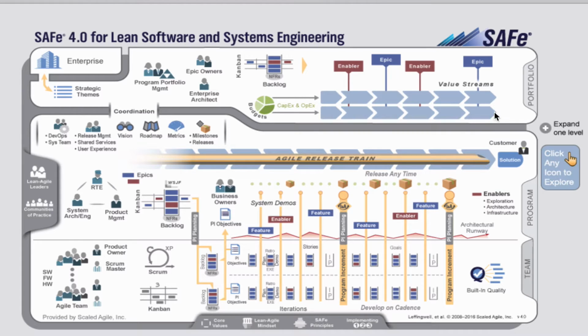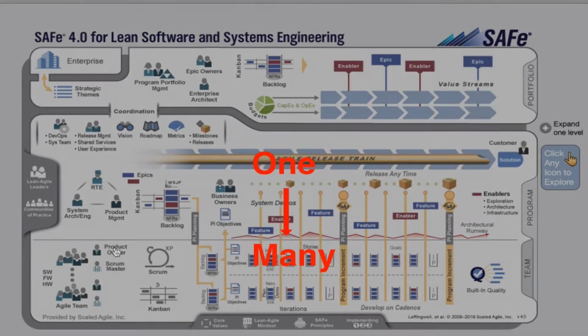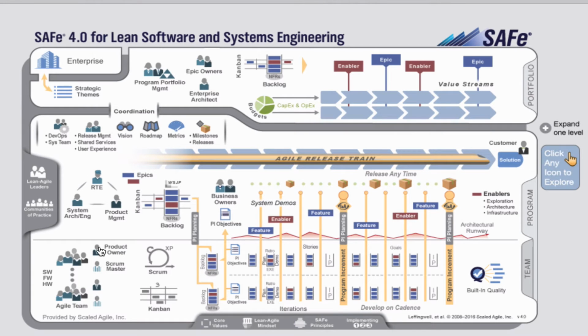So right off the bat, a very important concept to understand right up front is that each level has a one-to-many relationship with the level below it. So for example, a portfolio has a collection of value streams, and each value stream has a collection of teams. Now, we're all familiar with the team level, which is composed of self-organized teams. At the second or program level, we have a virtual team of teams composed of 5 to 12 Agile teams which implement a value stream.